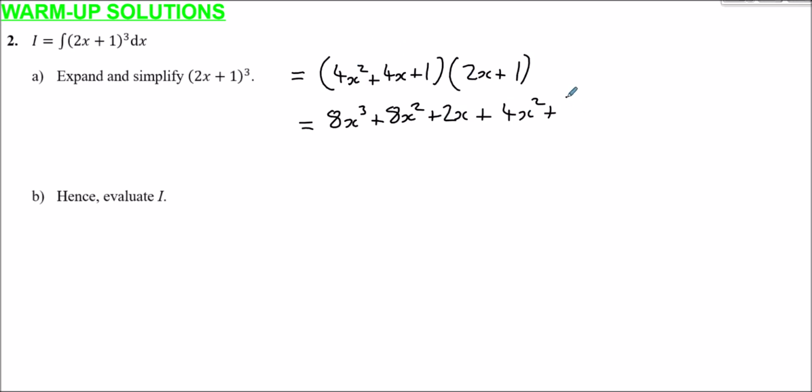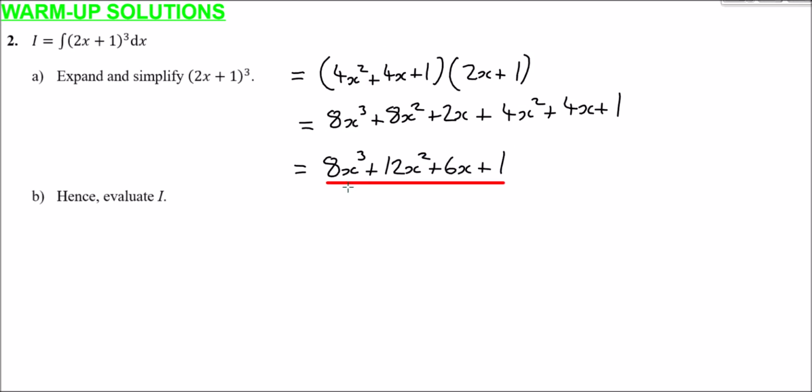By the way, if you wanted to use the binomial expansion or the grid method or another way of doing it, that's absolutely fine as long as you agree and you're confident whichever method you're using. So I've got 8x cubed, x squared's 8 plus another 4, I've got 12x squared, then 2x plus 4x is just 6x, and then just of course the 1.